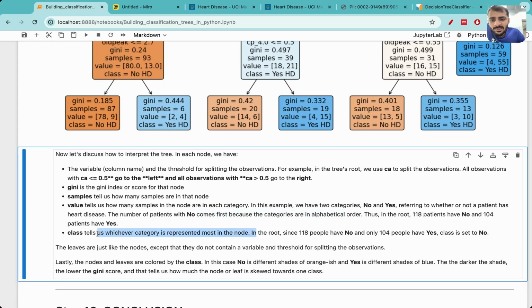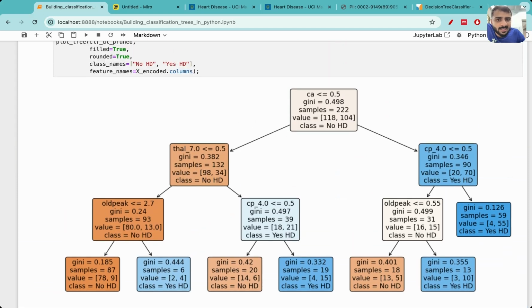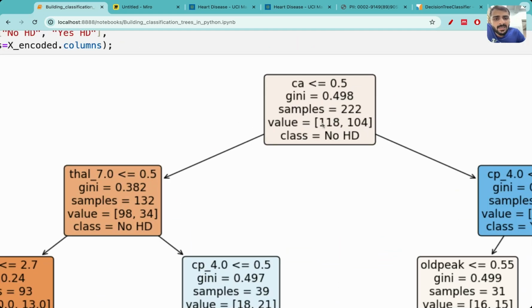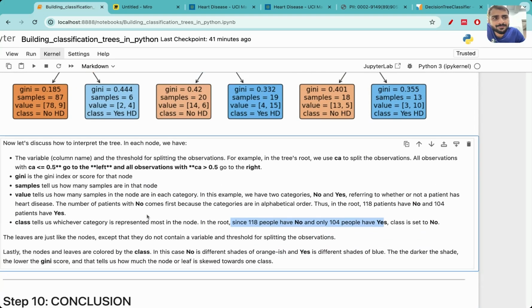The class tells us whichever category is represented most. So in this root, since 118 people have no and 104 have yes, the class is set to no. The class is always set to whatever the highest in the value is. So here the class is no heart disease, which means 98 people, which is more than 34, do not have heart disease.